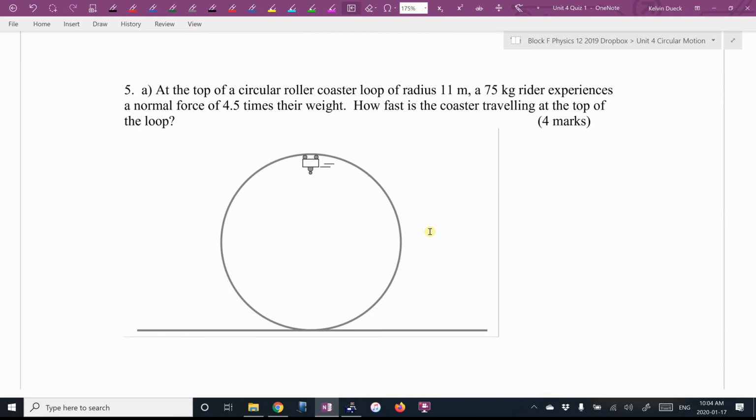Number 5. At the top of a roller coaster loop of radius 11 meters, a 75-kilogram rider experiences a normal force of 4.5 times their weight. This here is really the key phrase to understanding this.